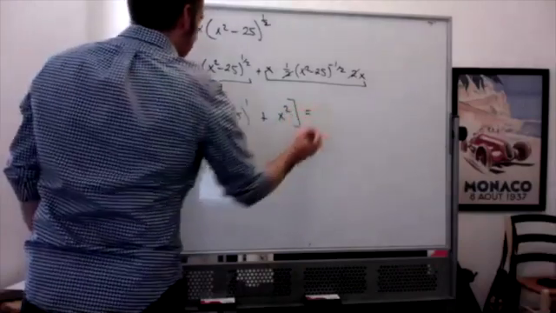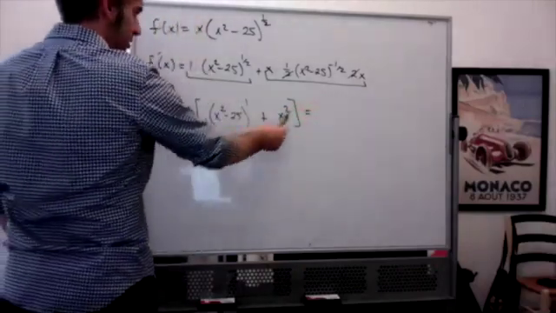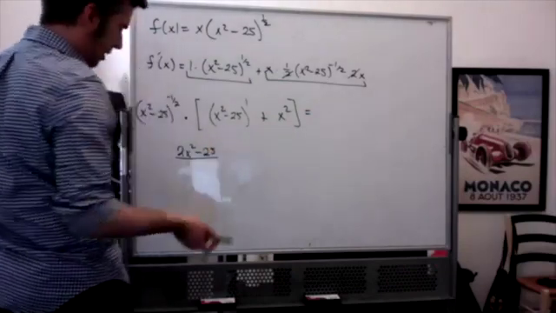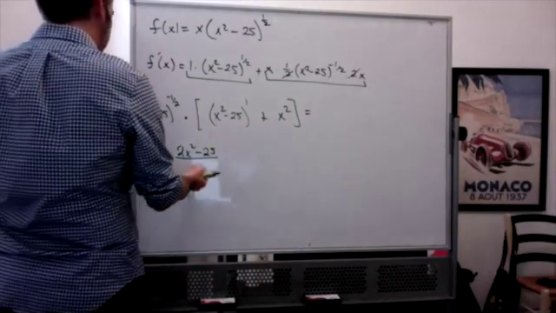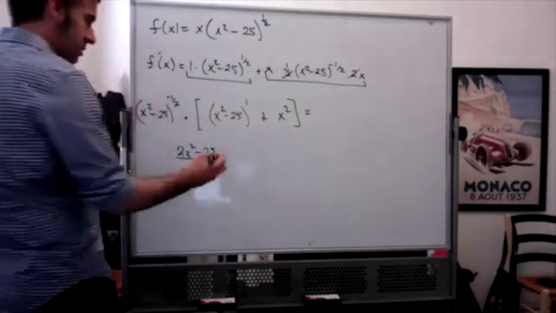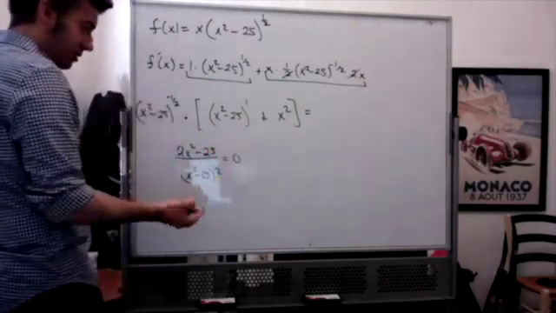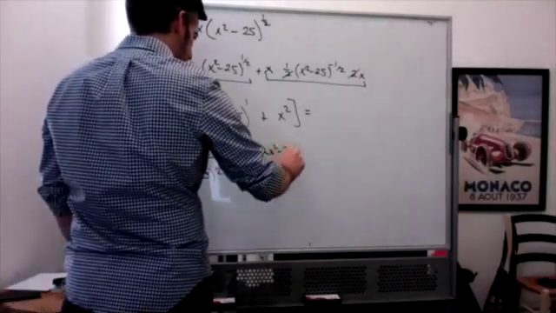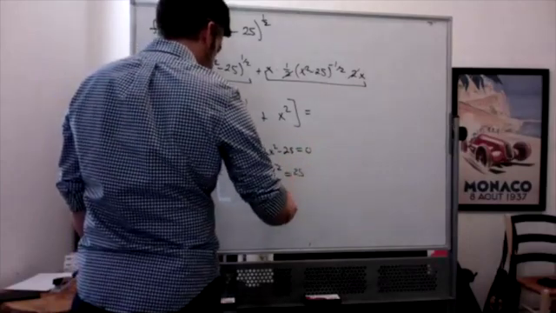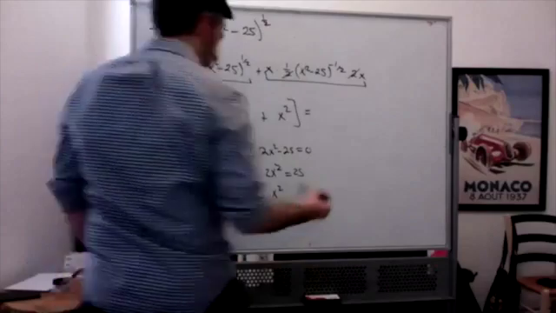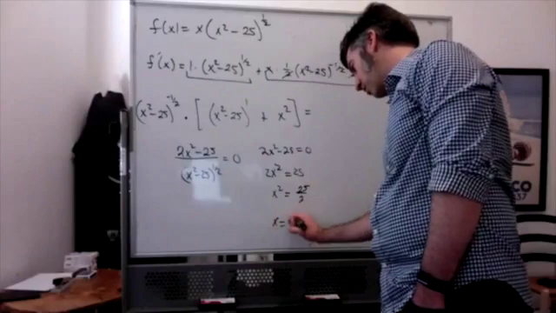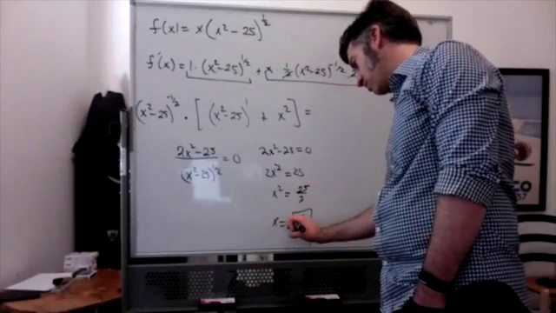Here we're going to get x squared plus x squared, so 2x squared minus 25, divided by x squared minus 25 to the 1/2 power. And this is equal to 0 when the top is equal to 0. So when 2x squared minus 25 equals 0, 2x squared equals 25, so x squared is 25 over 2. So x is plus or minus the square root of 25 over 2.